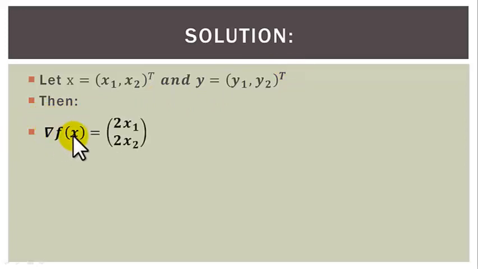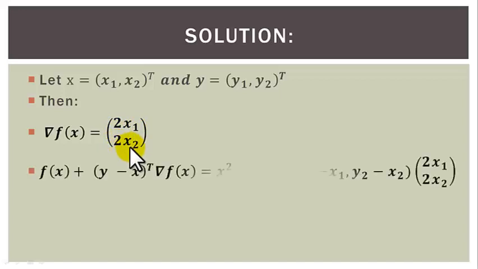the gradient of f, that's differentiating the function f of x equals x1 squared plus x2 squared. Differentiating with respect to x1 will give us 2x1. Differentiating with respect to x2 will give us 2x2. Then f of x plus y minus x transpose times the gradient of f of x is equal to, remember, f of x is x1 squared plus x2 squared, plus y1 minus x1, y2 minus x2 times the slope.